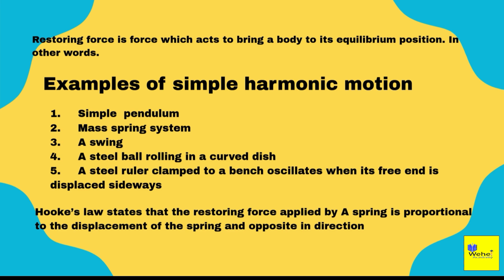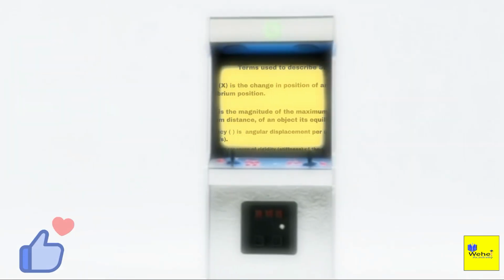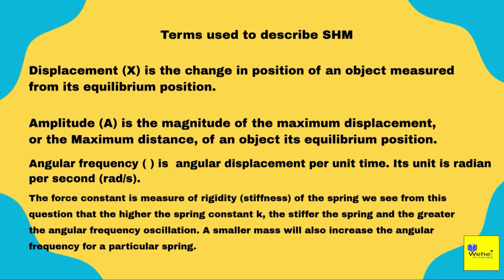Hooke's law states that the restoring force applied by a spring is proportional to the displacement of the spring and opposite in direction. Terms used to describe SHM. 1. Displacement, x, is the change in position of an object measured from its equilibrium position. 2. Amplitude, a, is the magnitude of the maximum displacement, or the maximum distance of an object from its equilibrium position.